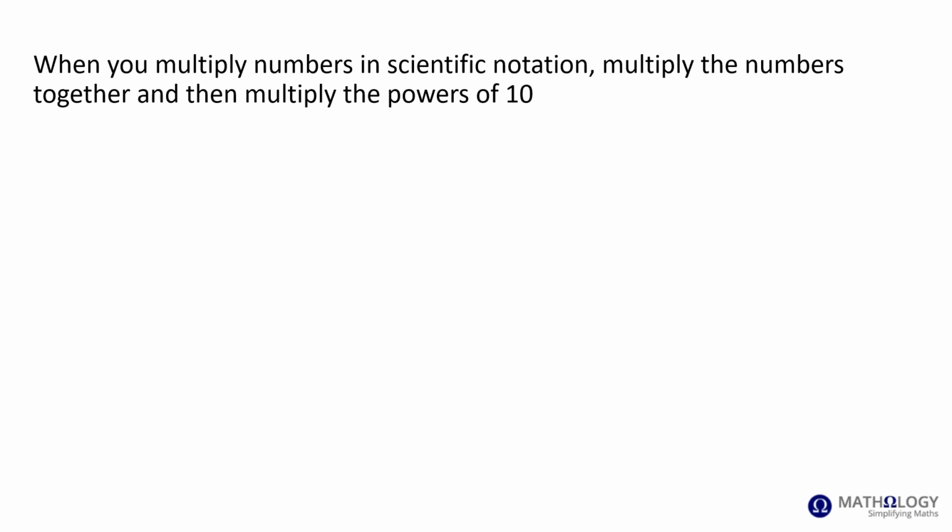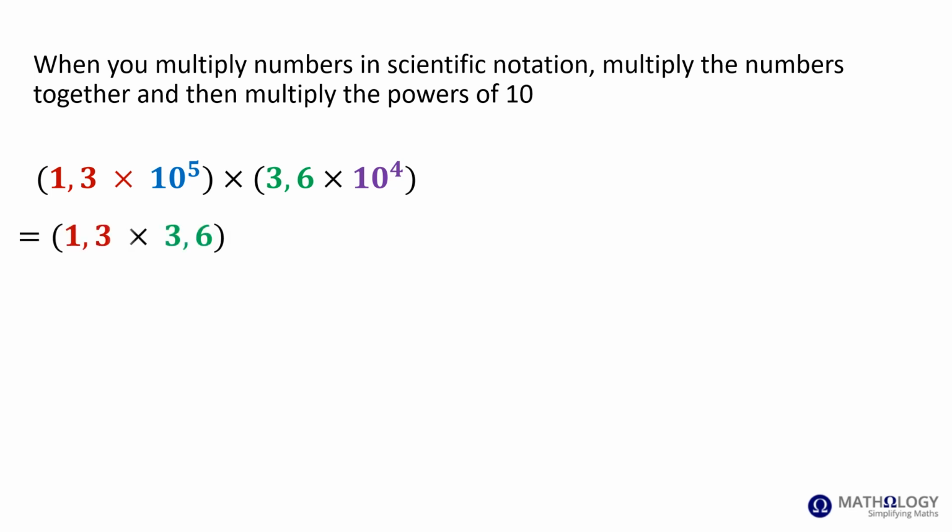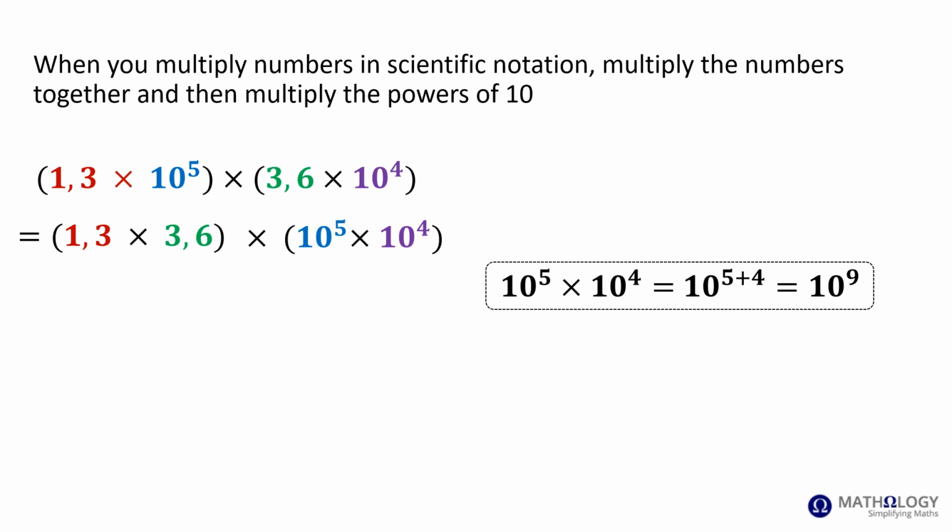When it comes to the multiplication of decimal numbers in scientific notation, we multiply the numbers first, and then multiply the powers of 10. To multiply the numbers without using a calculator, you will need to do long multiplication. And when multiplying the powers of 10, you will apply the first law of exponents. So, to multiply 1.3 times 10 to the 5 and 3.6 times 10 to the 4, we first multiply 1.3 and 3.6 using long multiplication, and then we multiply the powers of 10 by applying the first law of exponents. The final answer is then expressed in standard index form.